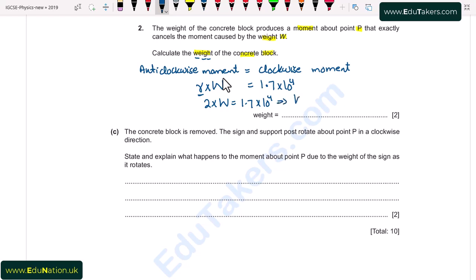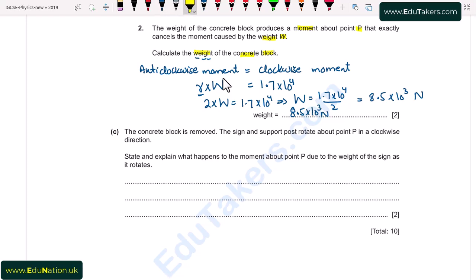Here we have to calculate weight. It will be 1.7 into 10 to the power 4 divided by 2. And the answer comes to be 8.5 into 10 to the power 3. The unit of weight is Newton. So I write here 8.5 into 10 to the power 3 newtons.